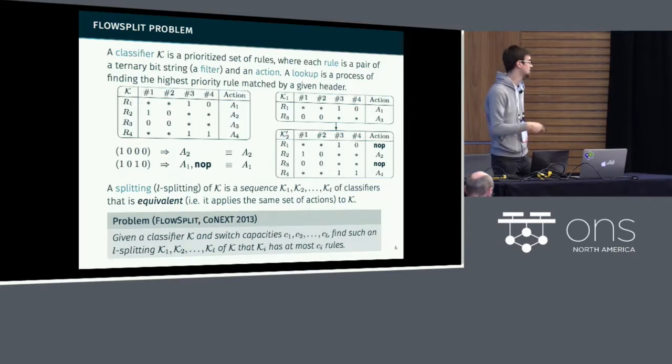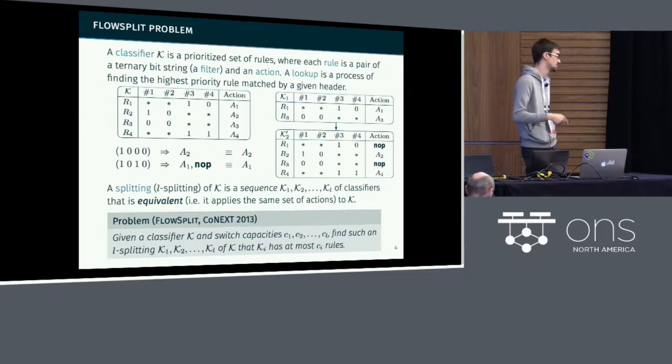And so our problem is the following. Given a classifier and switch capacities along the path, we want to find such a splitting that each element of the splitting has no more rules than the capacity of the corresponding switch.